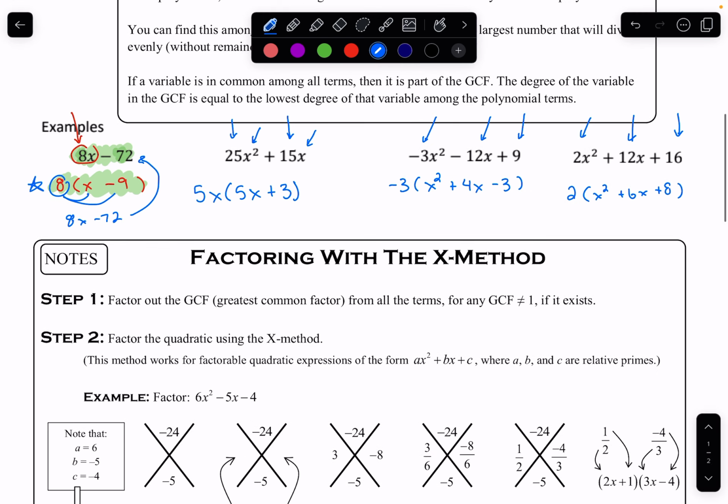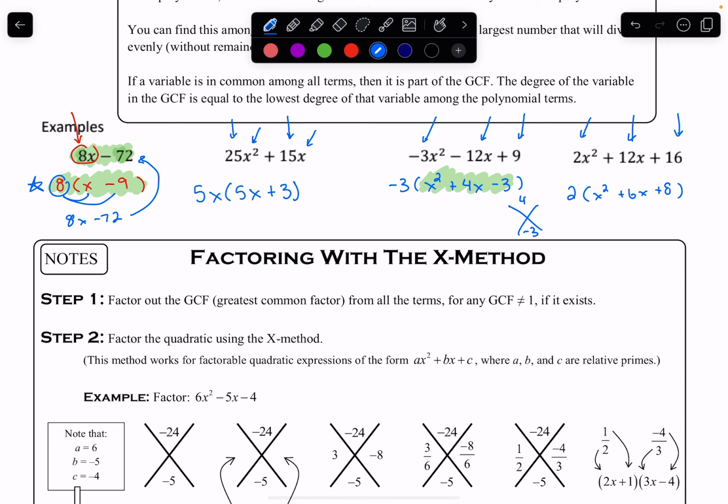All right, now what happens when you can't get rid of that number in front? In these examples, we got rid of the number in front. So if I wanted to finish factoring this example right here, I could just go do my normal X method that I learned and put 4 up here and -3 down here.